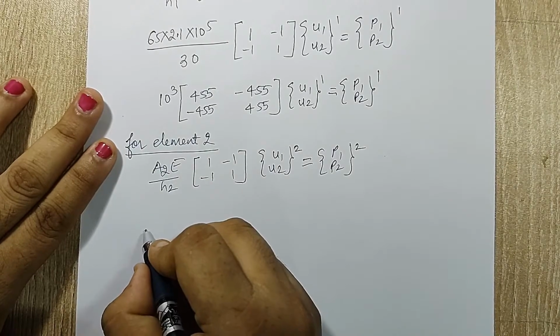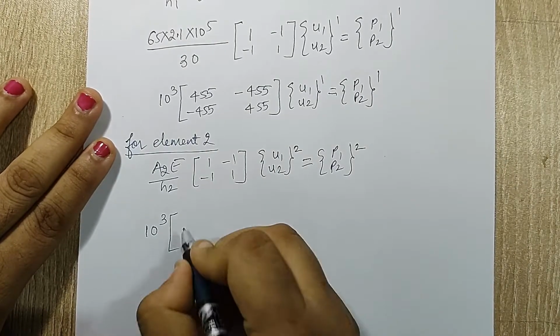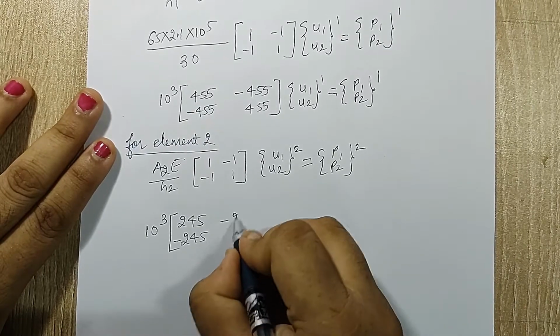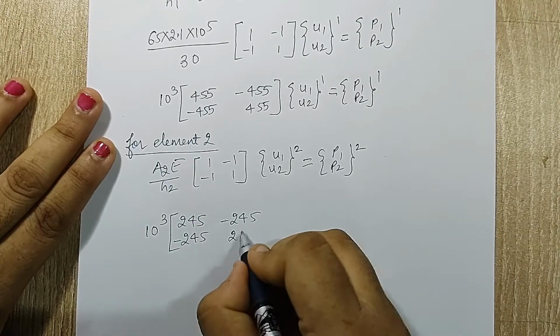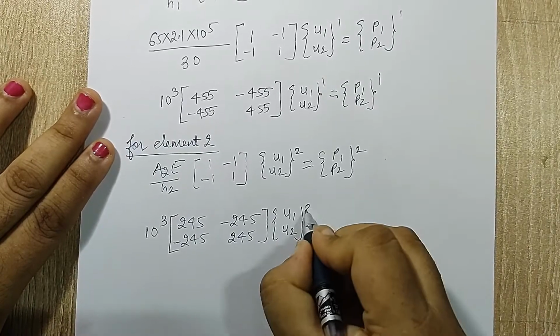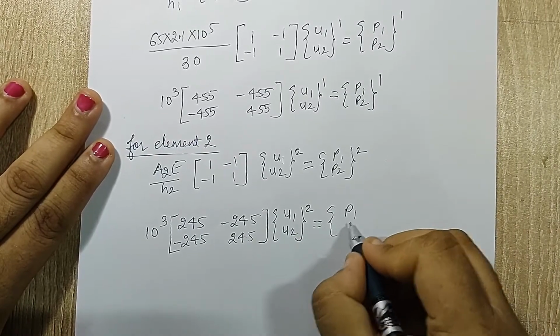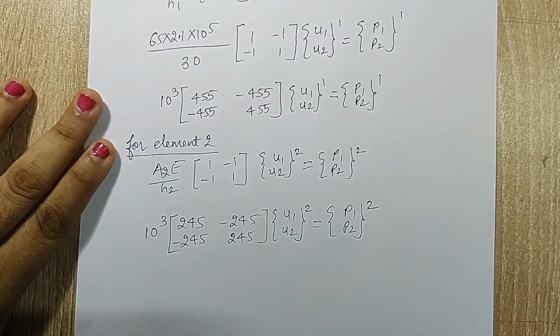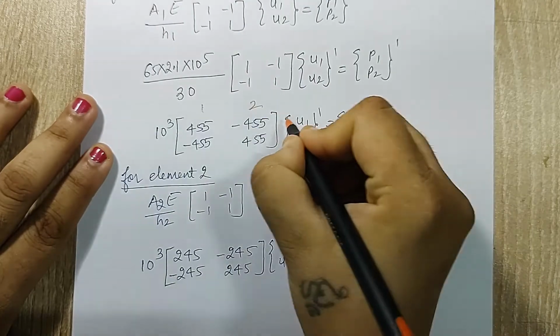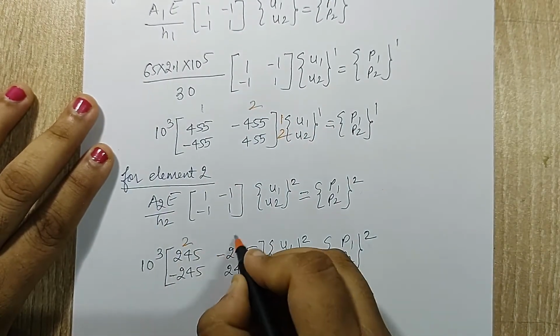I'll directly give you the answer that I obtained: 10 raised to 3 [245 -245; -245 245] [U1 U2] raised to 2 is equal to [P1 P2] raised to 2. Now I am going to mark the nodes here. Element 1 is between node 1 and 2, and element 2 is between node 2 and 3.